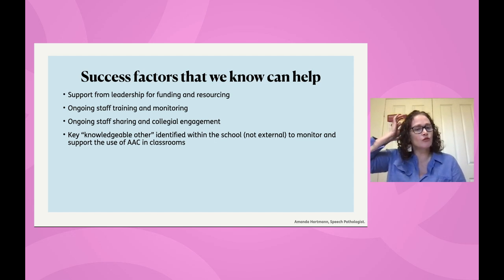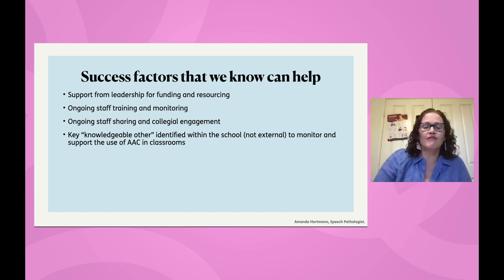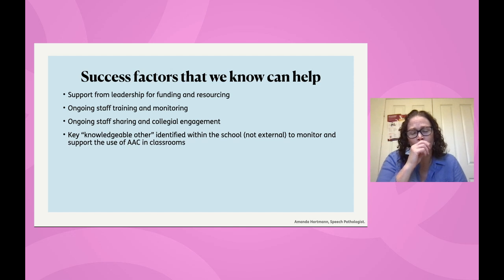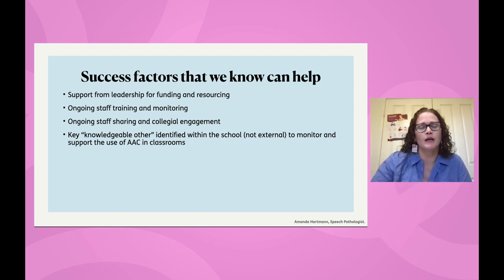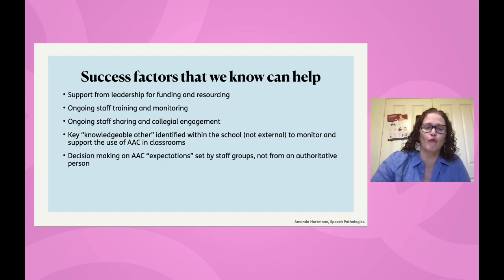I also see that schools have more success when they identify a knowledgeable other within the school, not an external person, but someone on the ground in the school that can help support the AAC in the classroom. I feel like when it's somebody that comes in and out of the school or isn't there, that you can lose the flow of things by not having someone on the ground. That might not be their full-time role. They've probably got lots of other things that they're doing as well, but people know that there is always someone there that has got some AAC skills that they can problem solve with.